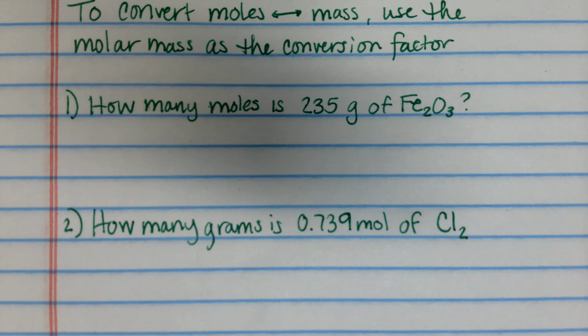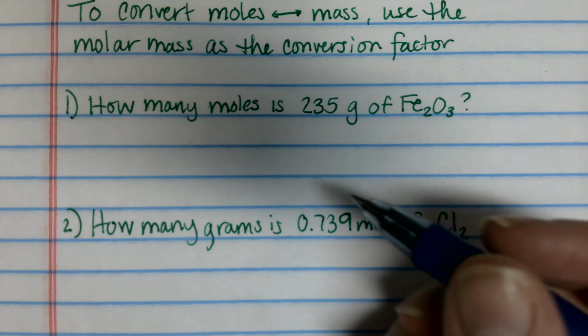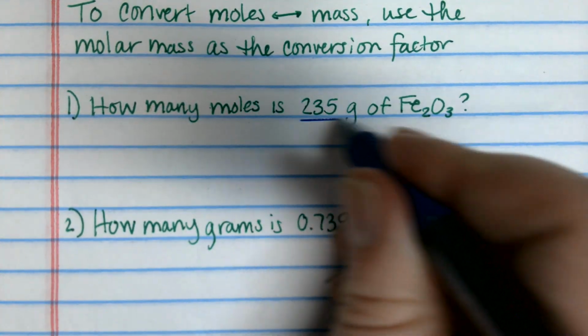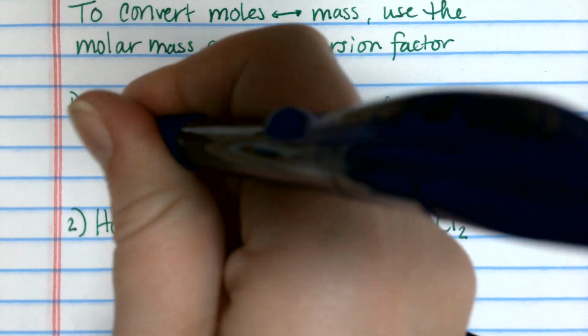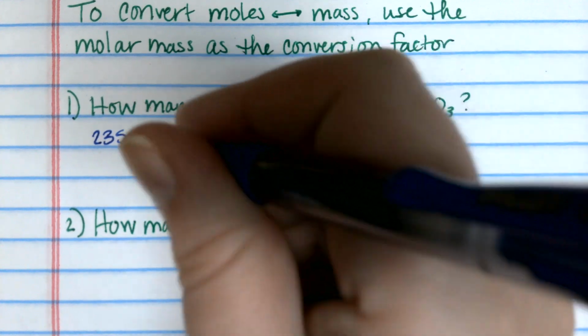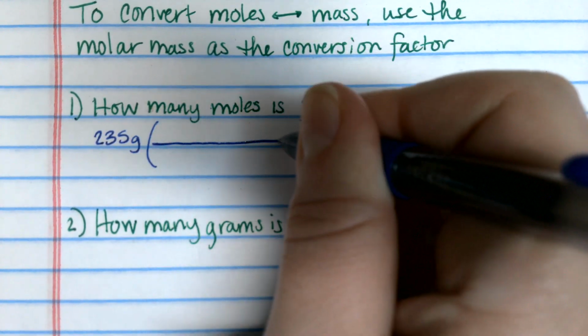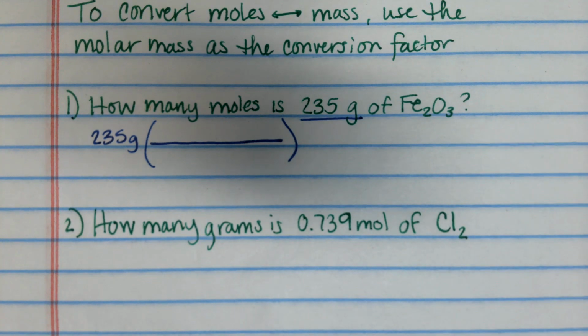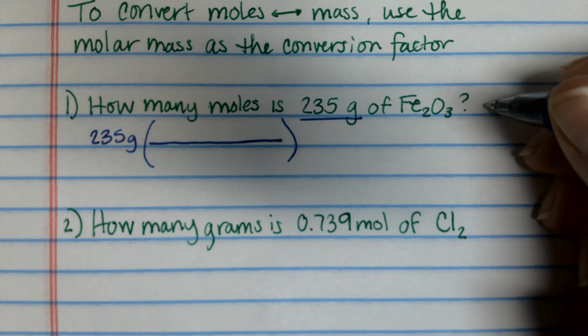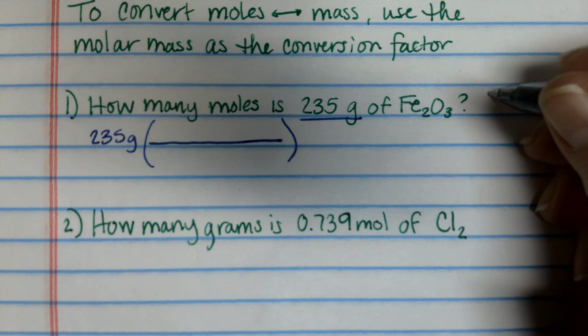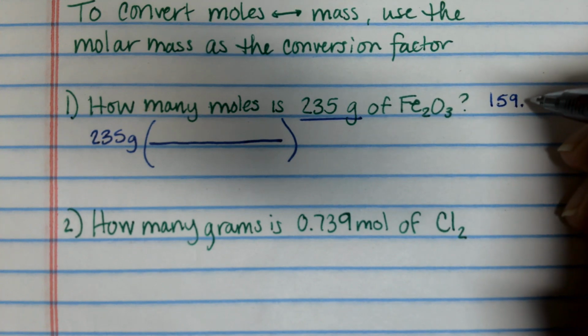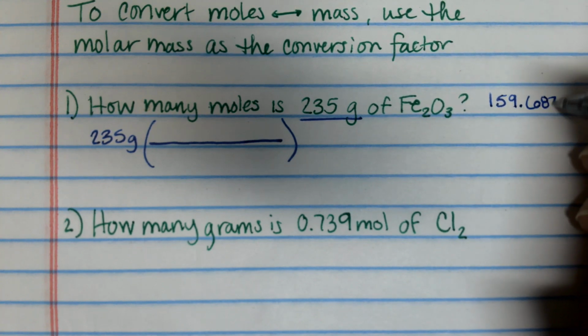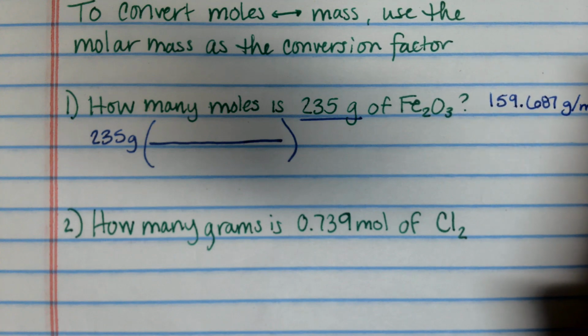So our first question, how many moles is 235 grams of Fe2O3? So what we're going to do is start with our given value, which is 235 grams. And I'm going to use an open parentheses until I put some information in there. Now, information that you need to complete this is the molar mass. We had already calculated that. The molar mass is 159.687 grams per mole.